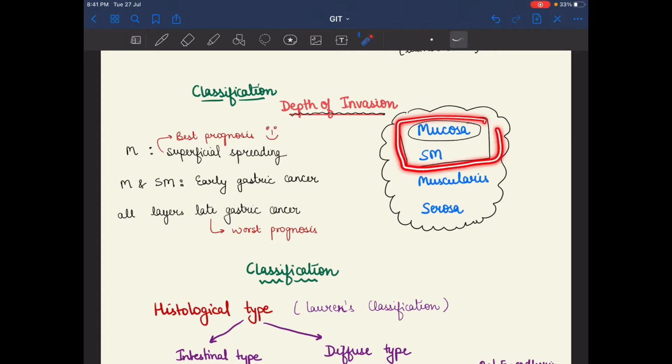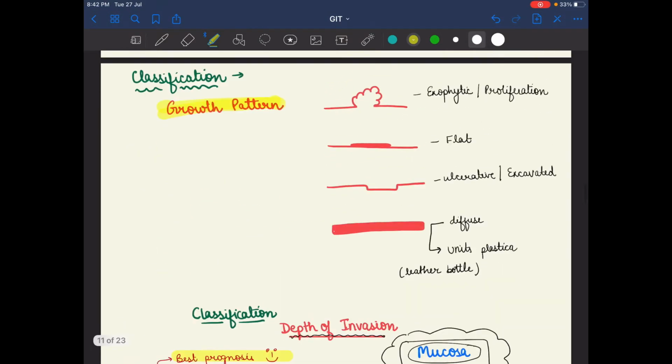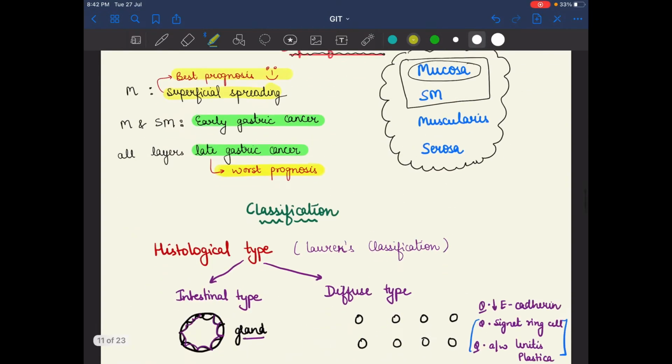And if it involves the mucosa and submucosa, it is early gastric cancer. And if it involves all the layers, that is late gastric cancer, and it has the worst prognosis. The best prognosis is if it only involves the mucosa, that is superficial spreading. So this is the classification according to the growth pattern, according to the depth of invasion.